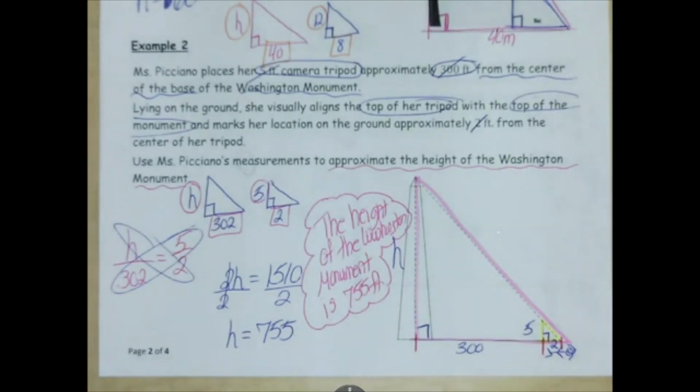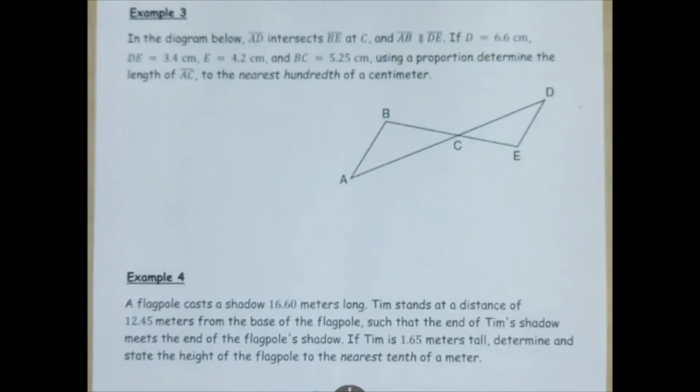Meet you on the next page for example 3. All right, example 3, it says, in the diagram below, line segment AD intersects with line segment BC at C.